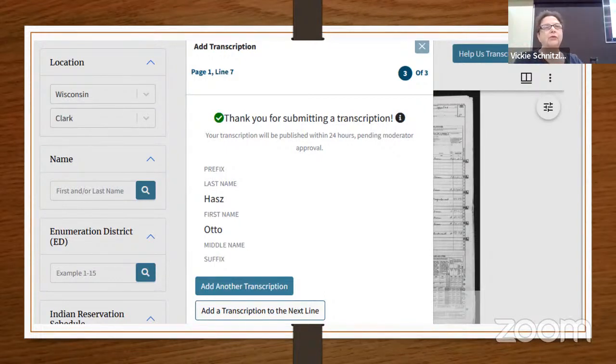For example, it will tell you, and I'll show you that in just a minute, it talks about population and how it changed. So at this point on this transcription, I could add another transcription. I wanted to get the presentation done, so I didn't do all the changes at that point, but I can go back in at any time and fix my mom's name and my brother's name, and that's all you need to do. What they said, and up at the top there, it says your transcription will be published within about 24 hours, depending on the moderator's approval.